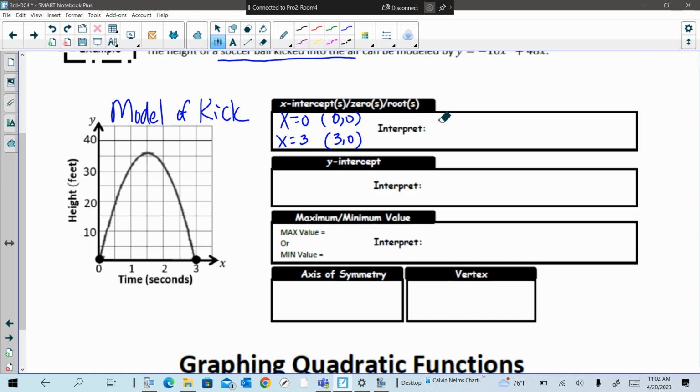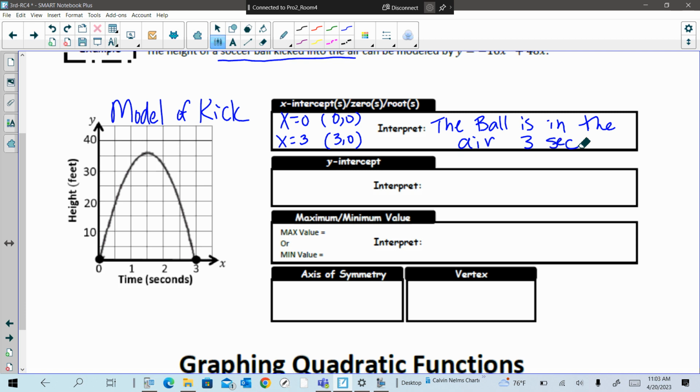So we can say that the ball is in the air how long? 3 seconds, right? From 0 to 3. So 3 seconds. Make sure you can interpret that.